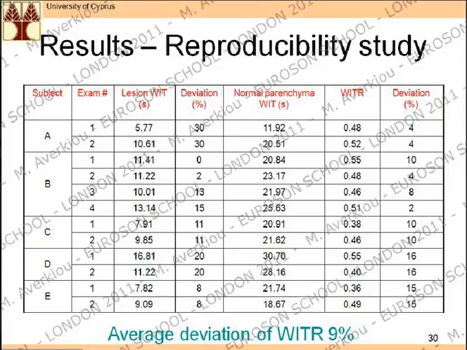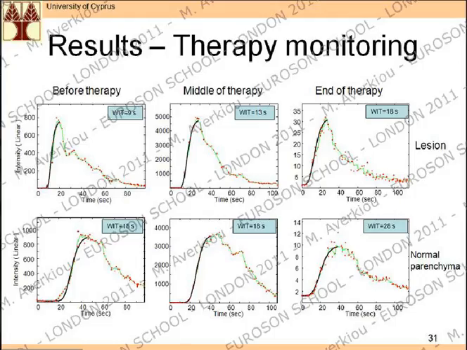So you see that the deviation from the mean is on average 9%, and it's as little as 4% and as high as 16%. So in this slide, what I'm trying to convince you is that when no changes are taking place, I do not observe much change, or my 0 point is actually the 10% variation. Now, these are some of our results for therapy monitoring. These are different patients before the therapy, in the middle of the therapy, and at the end of the therapy. And this is for the lesion, and this is for the normal parenchyma.